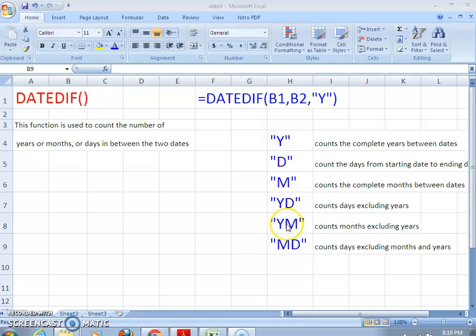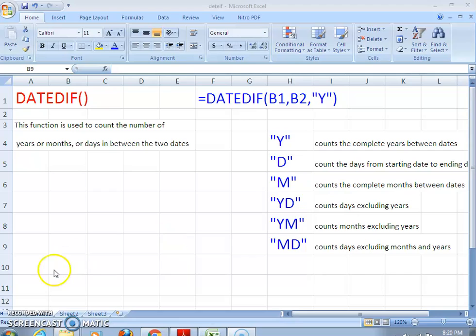Next, if you use ym, it counts the months excluding years, meaning it will not include years; it will count only the months after the completion of the years. And then md: if you use md, it counts excluding months and years also, meaning only the days remaining after the complete years and the complete months.